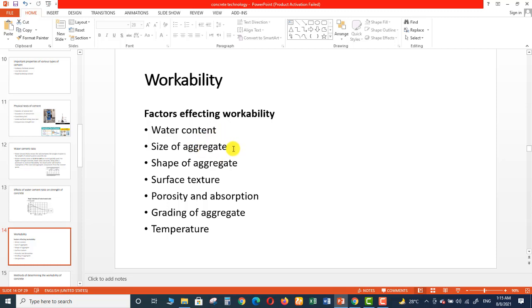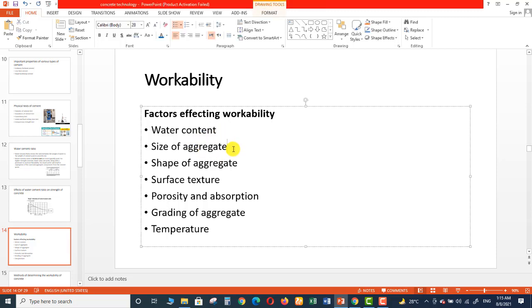And then the size of aggregate. Concrete having large size aggregates is more workable than concrete containing small size aggregate. This is due to the fact that smaller size aggregates offer greater surface area than the larger size aggregates, and thus more water is required to lubricate the small size aggregate. So size of aggregate is again directly proportional to the workability. If the size of aggregate is more, then concrete will be more workable.